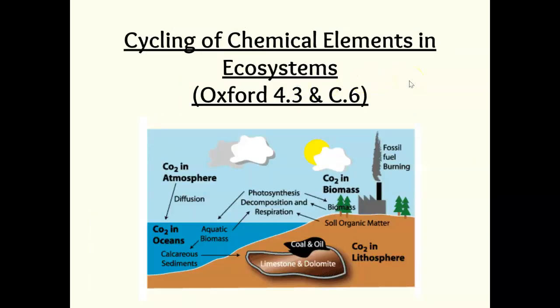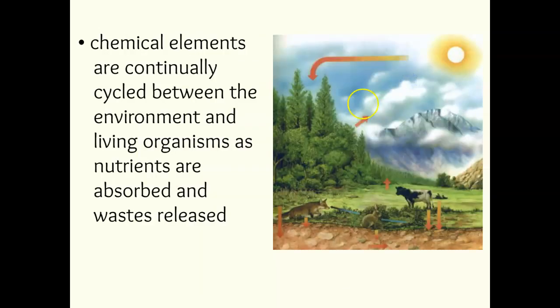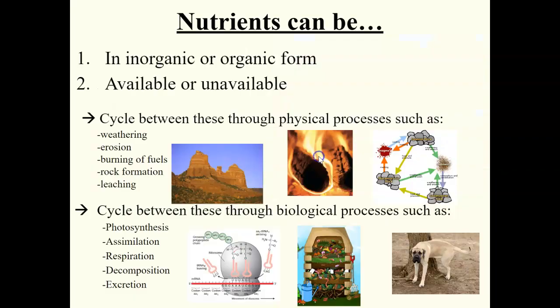Moving into cycling of chemical elements or nutrients through an ecosystem. Chemical elements are going to be continuously cycled throughout the environment, or between the environment and the living organisms that live there, as they're going to use those nutrients and eliminate any waste. All of this is going to go into nutrient cycling. Nutrients can be inorganic or organic. They can be available or unavailable.